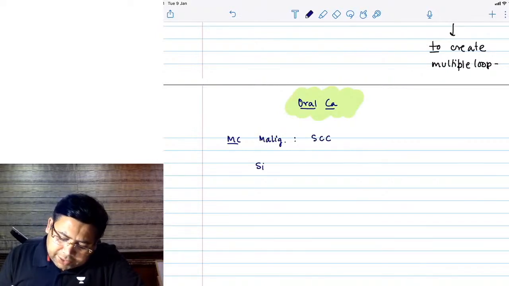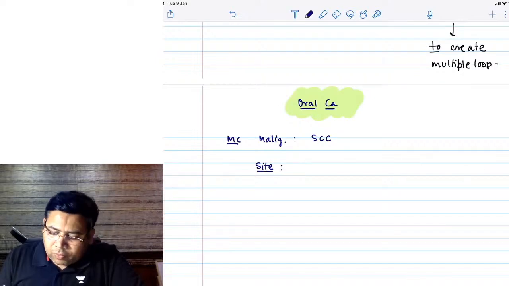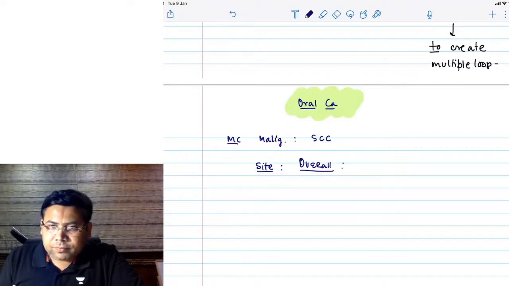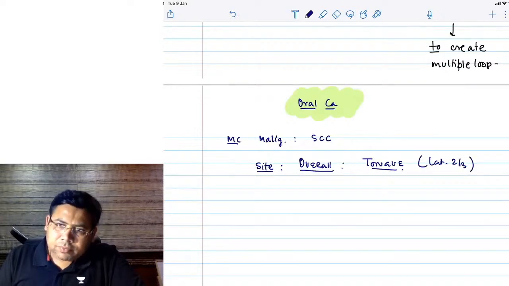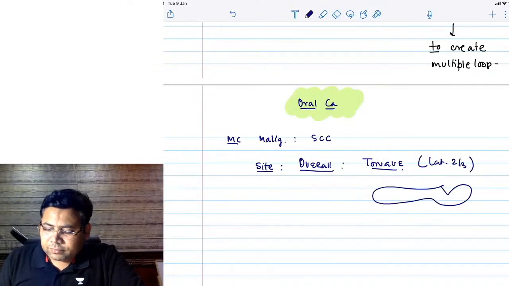The most common site overall, what is the answer, students? Overall, it is the tongue, and it is the lateral two-third of the tongue.